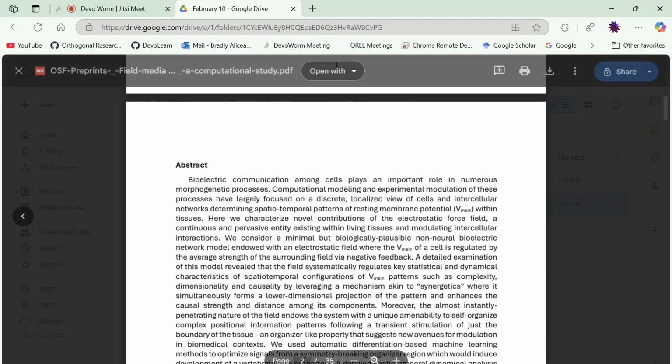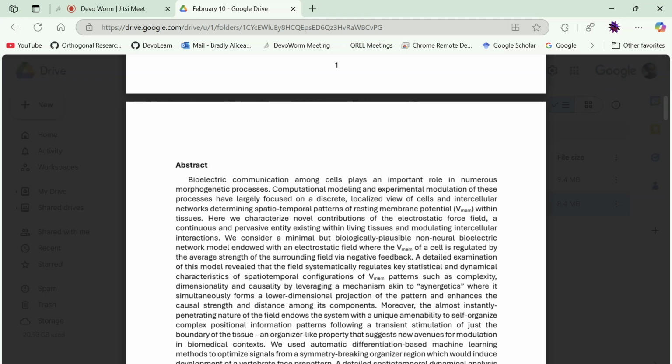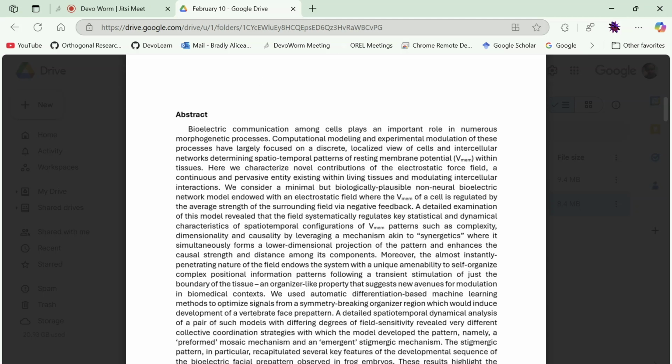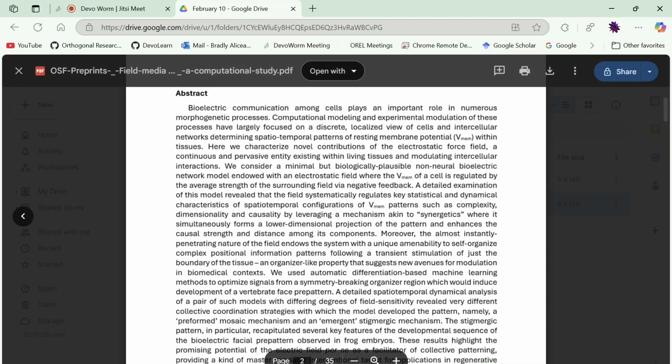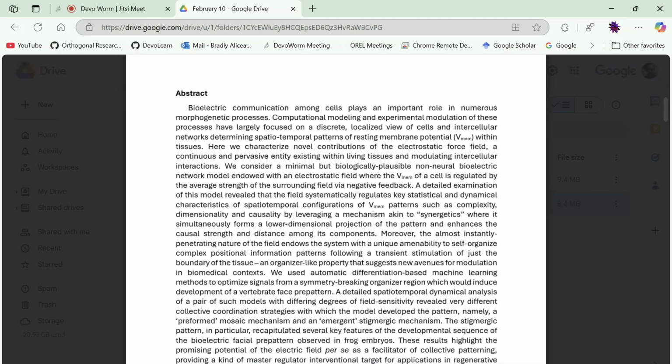So synergetics, we'll get into this. I think they'll probably review this in the paper, but this is a form of complexity theory where they have formal models. We'll get into what that is. And then we have this lower dimensional projection of the pattern being enhanced by the causal strength and distance among its components. So I don't know exactly what that means, but basically you get this projection of a pattern through these dynamics, and then there's this reinforcement that occurs across the tissue.